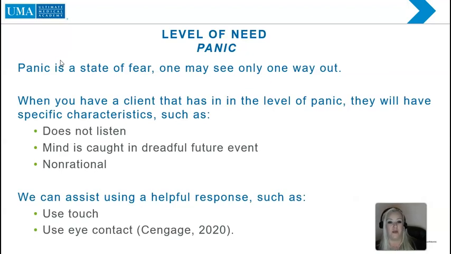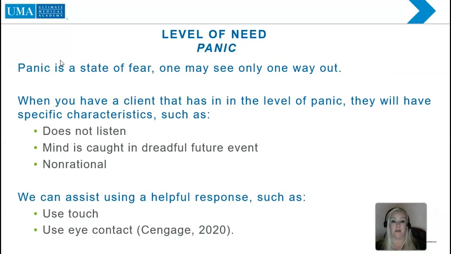When you have a client within this level of panic, they will have specific characteristics, such as they do not listen. They may appear to be listening, but not really. Or they may interrupt you while you're trying to give advice or work through that situation with them. The mind is caught in a dreadful future event. They may be dreading what's coming because of this situation, or harping on something that has already happened. It's very difficult to move the client out of this level, but it's something we have to work really hard to do.